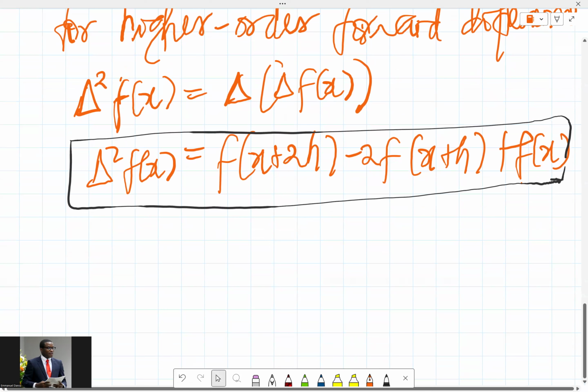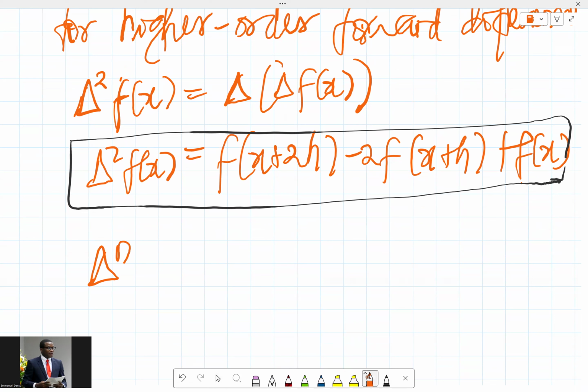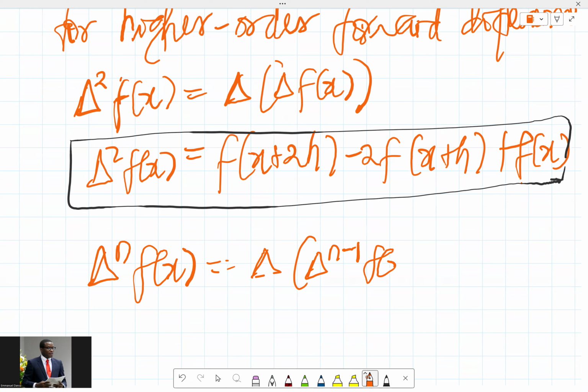Now, if you take it to the nth place, the nth forward difference is the same thing as the forward difference of the (n minus 1)th forward difference of f of x. Like I said, I'd do this in the next video, but let me see if I can apply it right here so I don't have to do another video. I think that would be really cool. Let me see if I can take an example. It will be lengthy.